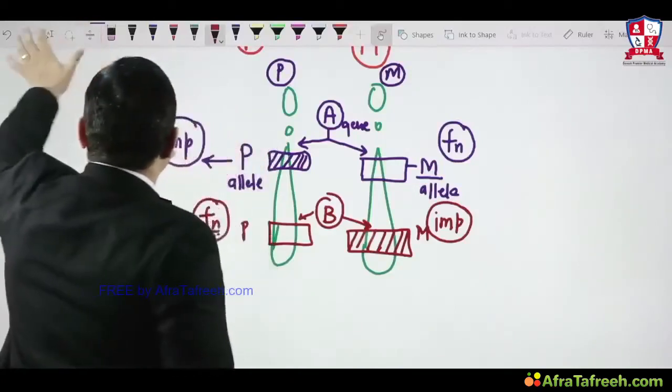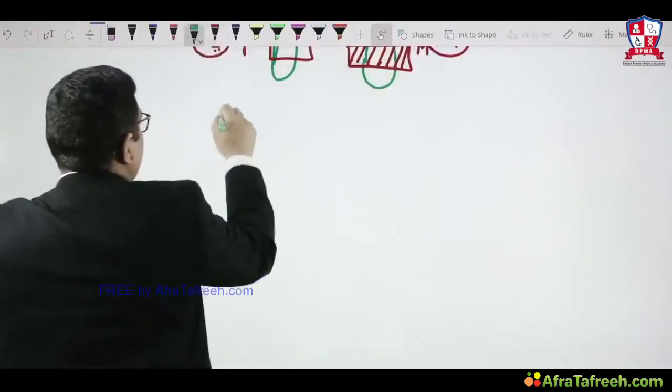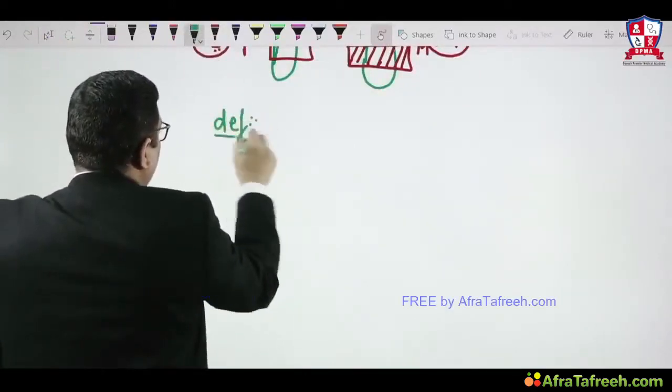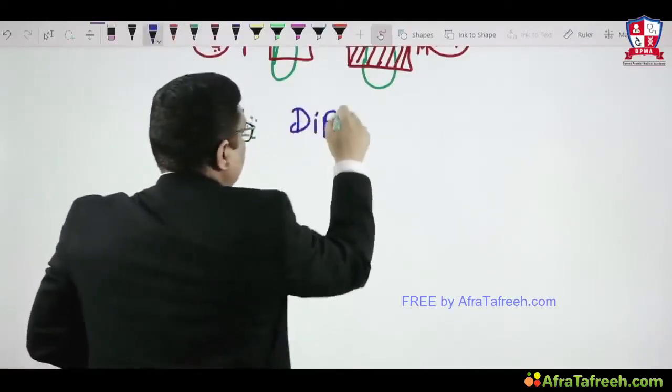So how is the definition? Now I am going to define this, which was a question in the All India exam. Definition of genomic imprinting: it is differential inactivation.